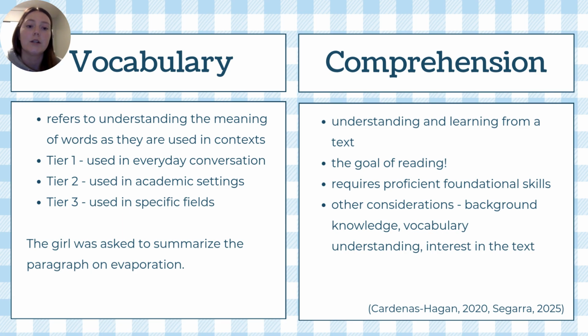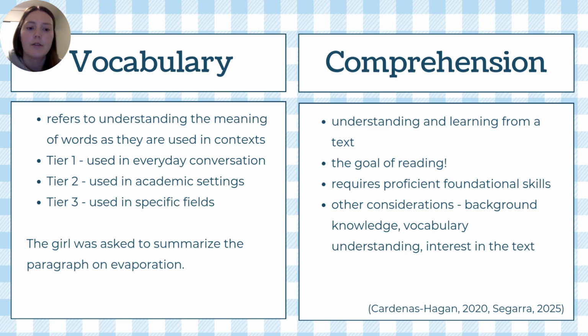Then comprehension refers to the understanding and learning from a text. This is the goal of reading. All of the sub-skills in our reading instruction all lead up to a student being able to comprehend a text. So it requires those proficient foundational skills that we've learned about: phonemic awareness, phonics, fluency. All of those are playing a role in the end goal of comprehension.